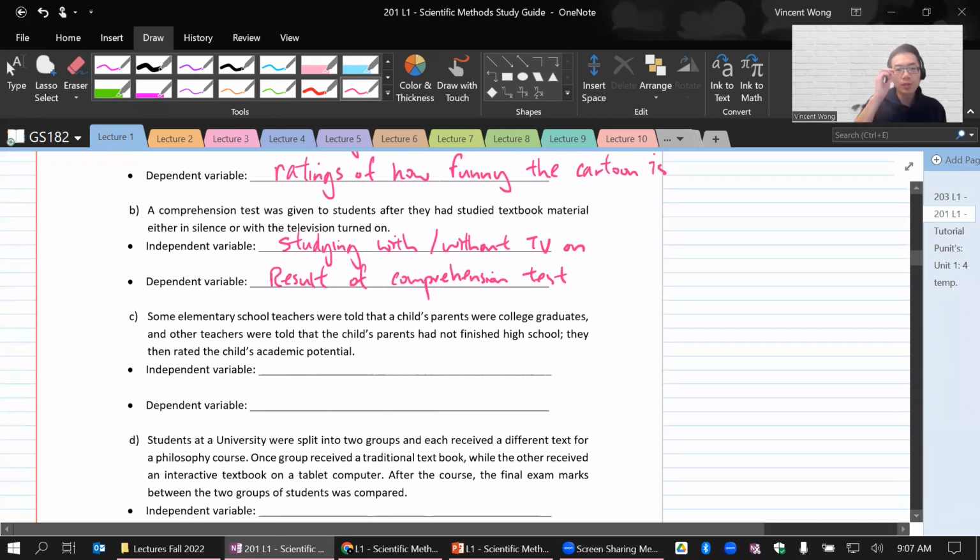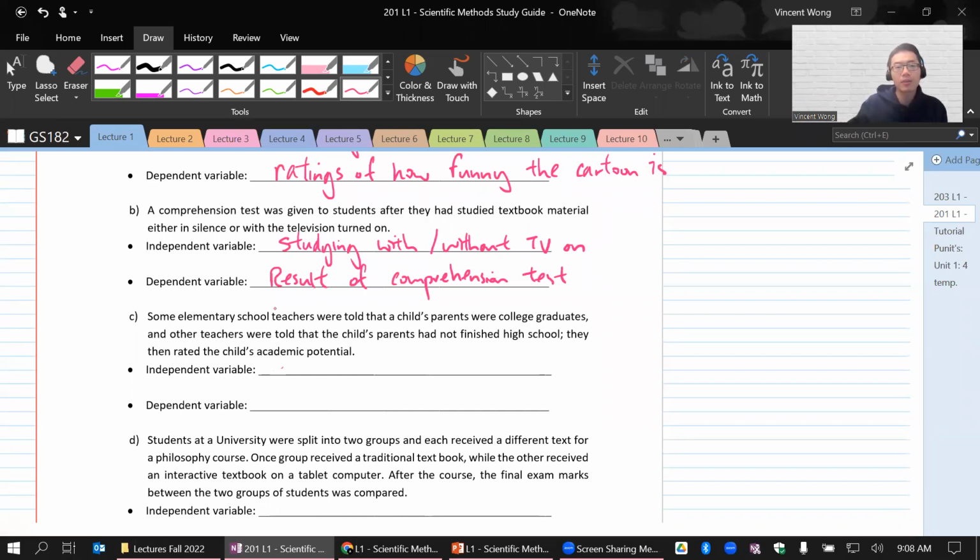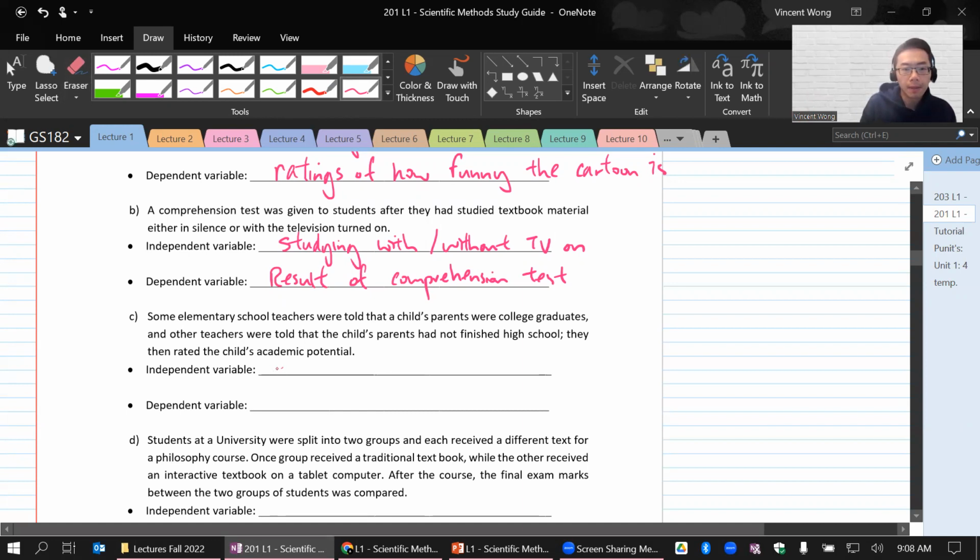Some elementary school teachers were told that a child's parents were college graduates and others were not. They then rate the child's academic potential. So the independent variable is whether the teacher knows about the child's parents' education background. Whether the teacher is aware of the child's parents' education.